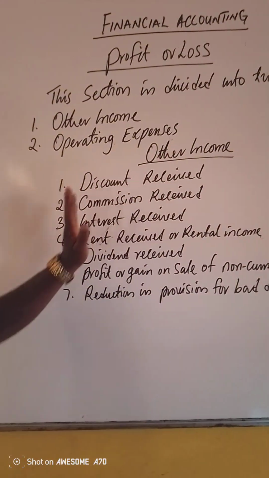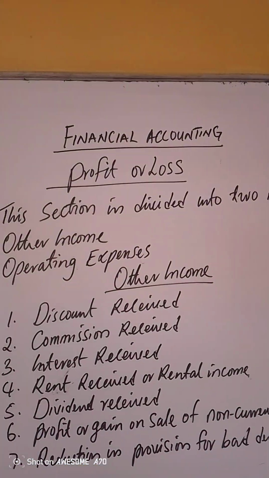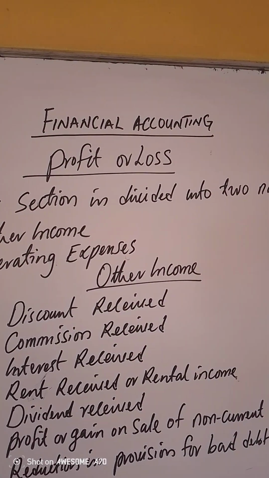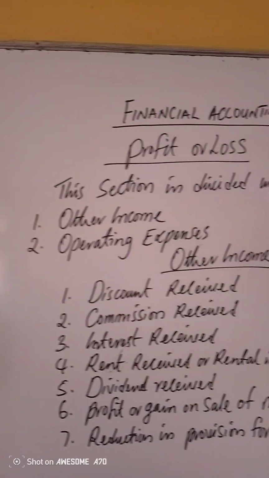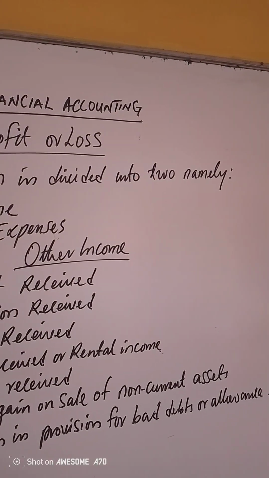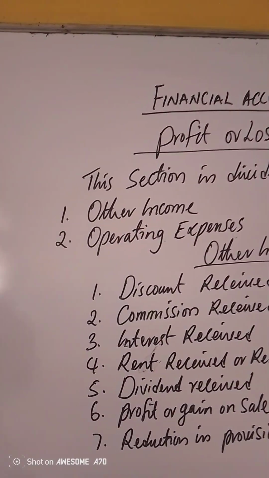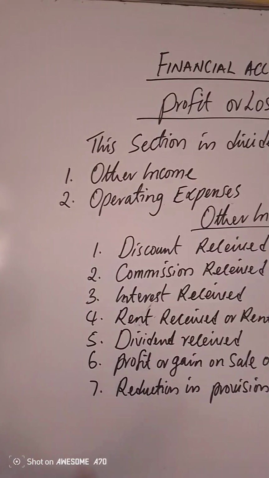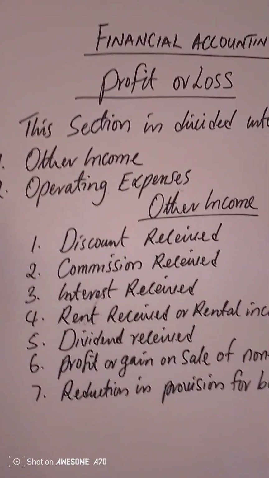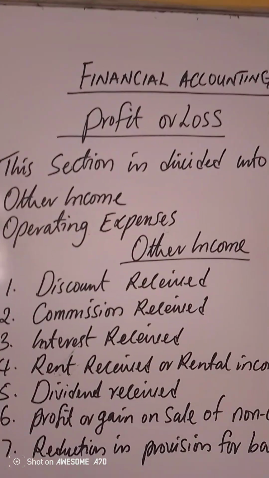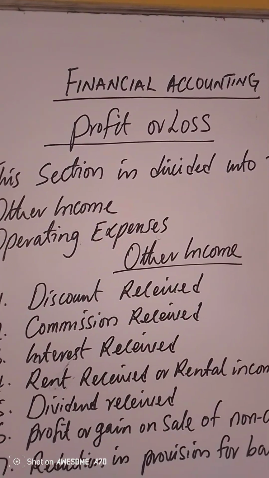In today's video and class, we are going to continue with the financial statements of a sole trader, which I said are divided into three statements: statement of profit or loss, statement of financial position, and cash flow. And mind you, if you are following me, we are looking at the first section, which is the trading account. We have just finished the trading account. Then we are looking at the second section, which is the profit or loss.